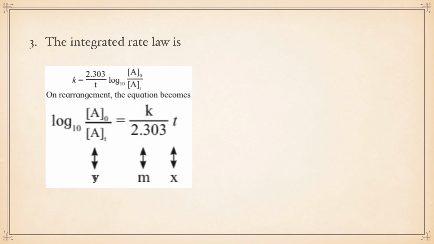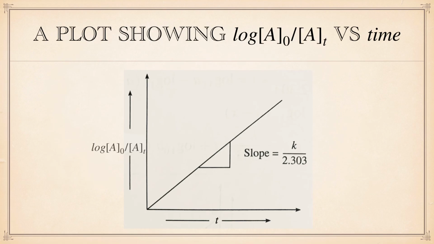So I can say that this equation which is in the form of y equal to mx will pass through the origin and it will be a straight line graph. Okay, so let's see the graph of this equation. This is a graph showing log A naught upon At versus time. Over here log molar concentration of A naught upon molar concentration of At is taken on the y axis, time is taken on the x axis, and when I plot a graph, this line passes through the origin.